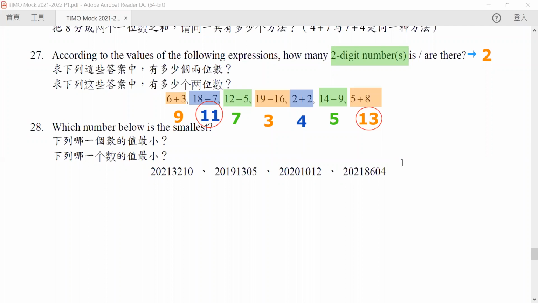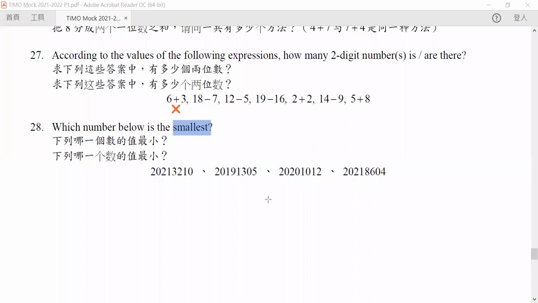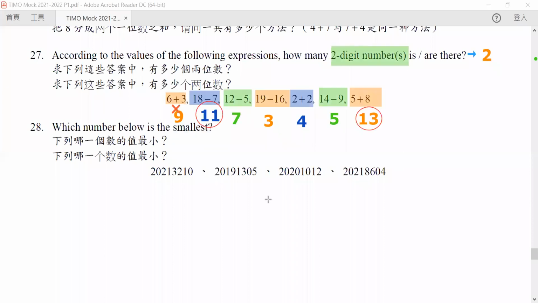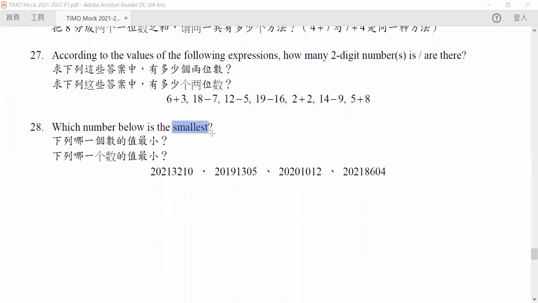Okay, let's go to question 28. Which number below is smallest? Again, recall the last time we talked about the smallest. What do you mean by smallest? For a number to be smallest, we compare the digits, starting from the most significant digit.